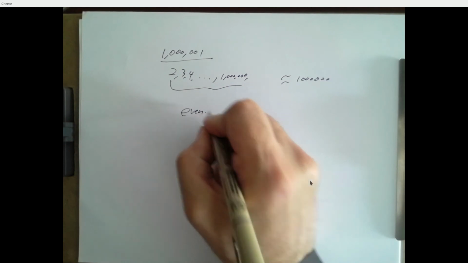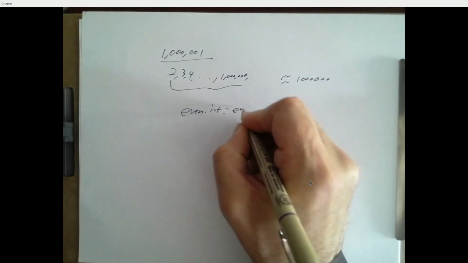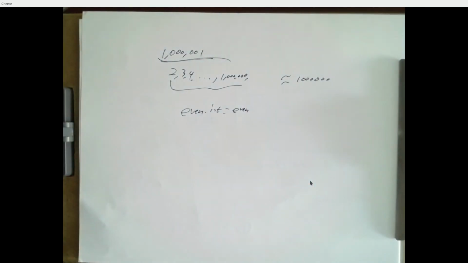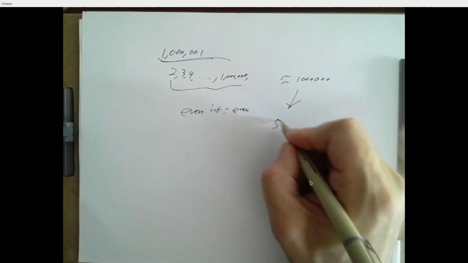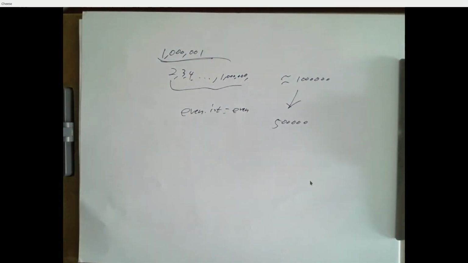The next part observes that we only have to divide by odd numbers. Because if we have an even times an integer, we're going to get an even, and this is an odd number. So once we know it's not divisible by 2, we can toss out all the even numbers. So that brings us down to about 500,000 divisions. So that's a little better.